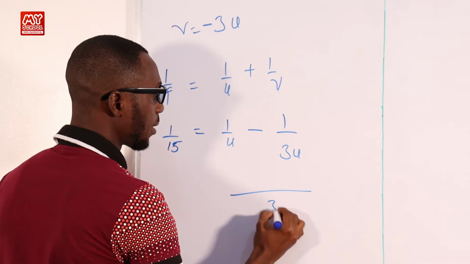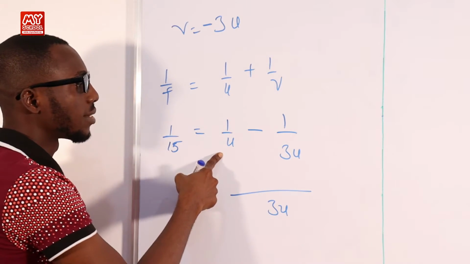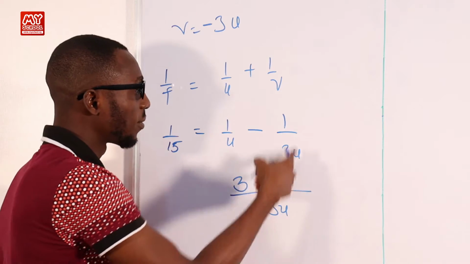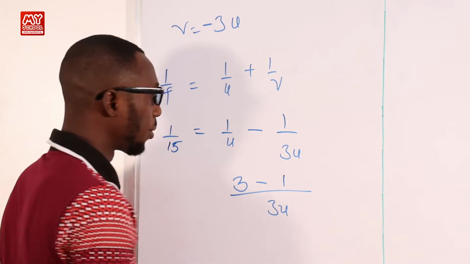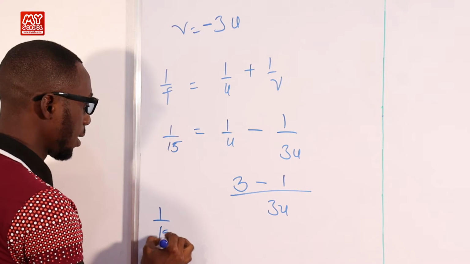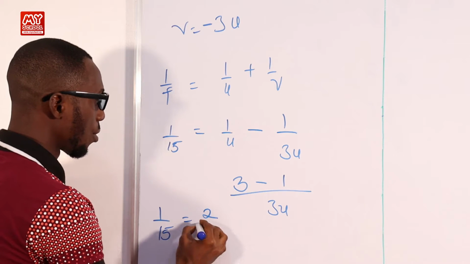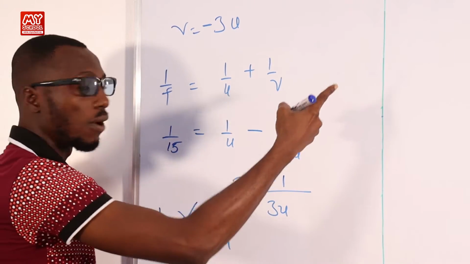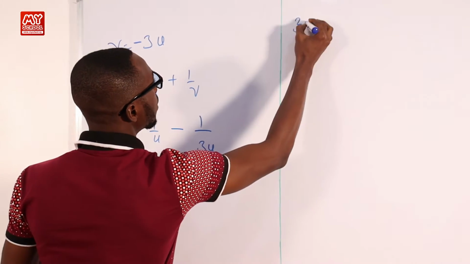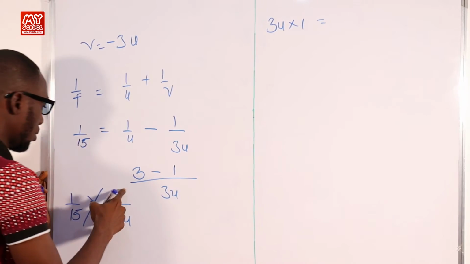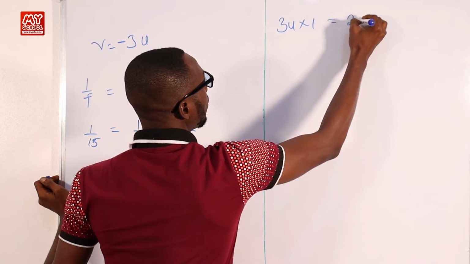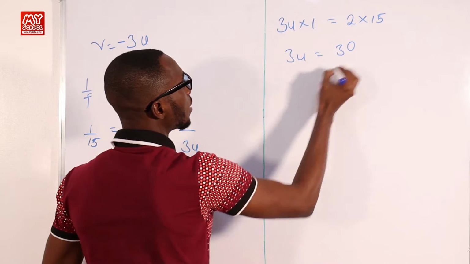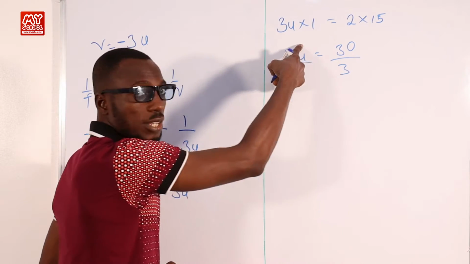So let's find the LCM. This is 3U. 3U in this, that is 3 times 1, that gives you 3, minus 3U in 3U, that is 3, that's 1. 1 times 1, that is still 1. So we would have 1 over 15 equals 3 minus 1, that is 2 over 3U, isn't it? So let's cross multiply. That will be 3U times 1 equals 2 times 15.